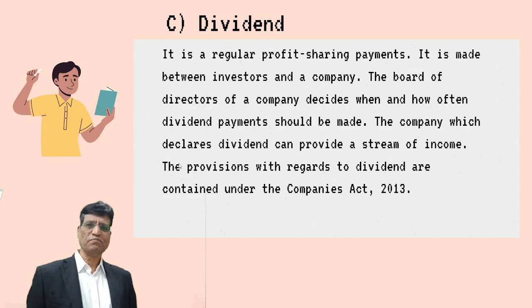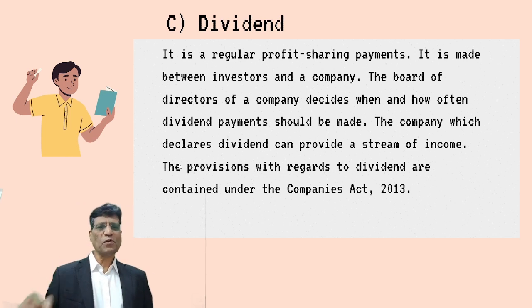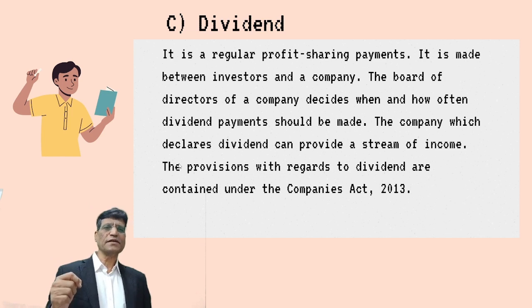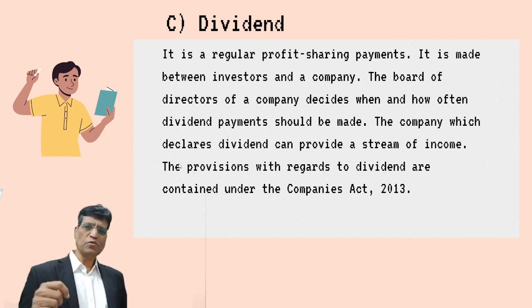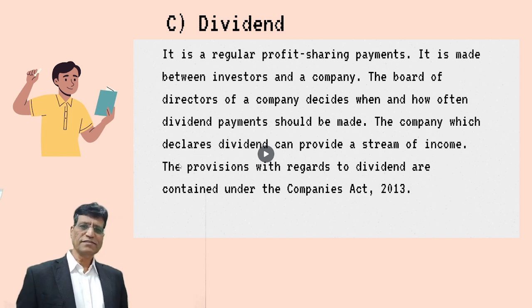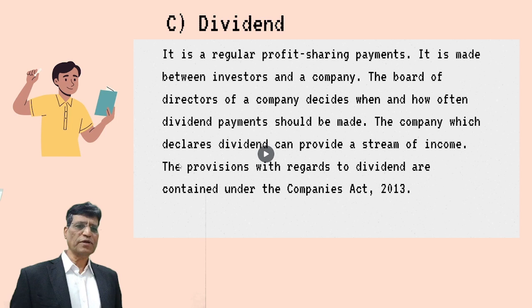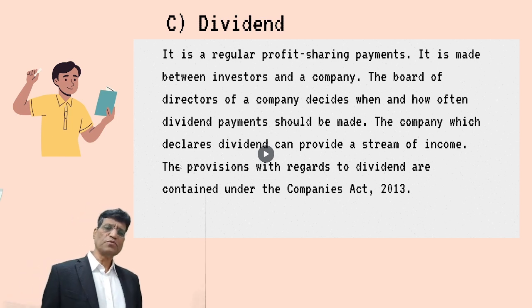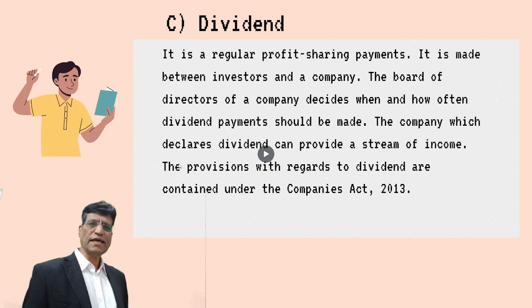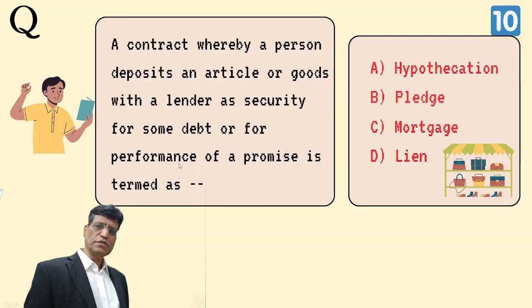Dividend is a regular profit sharing payment made between the company and investors. The board of directors of a company decides when and how often dividend payment should be made. The company which declares dividend can provide a stream of income. The provisions with regard to dividends are contained in this. That's a brief about dividend. We proceed.